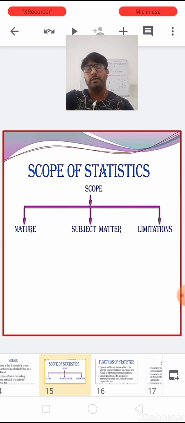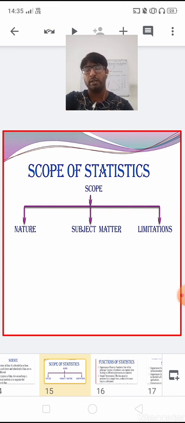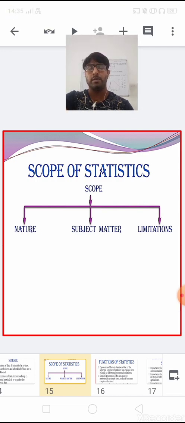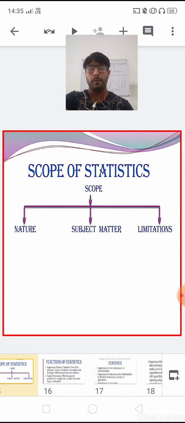So, the scope of statistics. Now when we learn the scope of statistics, we will study it in three different categories. The first is the nature, the second is the subject matter, and the third is the limitation.